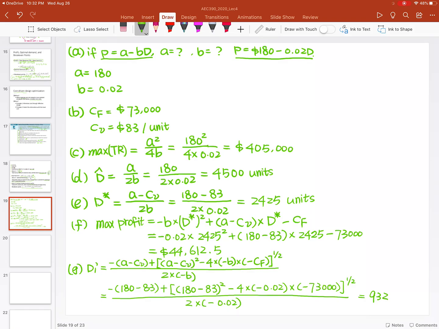Now let's move on to D2 prime. Okay, let's do it here. D2 prime is, the formula tells you, minus A minus C lowercase v, subtract the whole thing in the bracket. What is the whole thing? It's A minus CV square minus 4 times minus B times minus CF, to the power of 1 over 2, okay? And divide this whole thing by 2 times minus B.